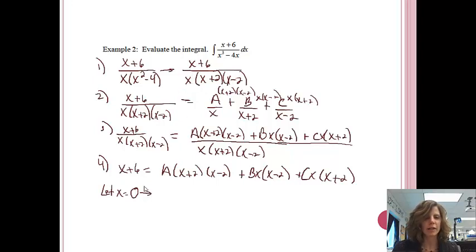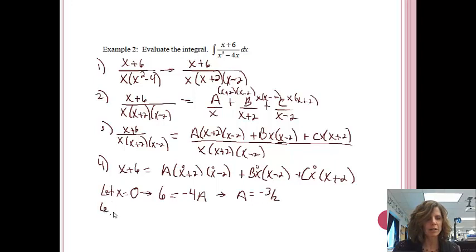So when I let x equal 0, I need to put the 0 in everywhere I see an x in the entire equation. So if I put 0 here, I'm going to get 6 equals. On this one, if I put 0 in, I will end up getting 2 times negative 2, so I'll get negative 4a. And then if I put 0 in for this one and 0 in for this one, those just drop out, so I end up getting that 6 equals negative 4a. If I solve that for a, I'll get a is equal to negative 3 halves.